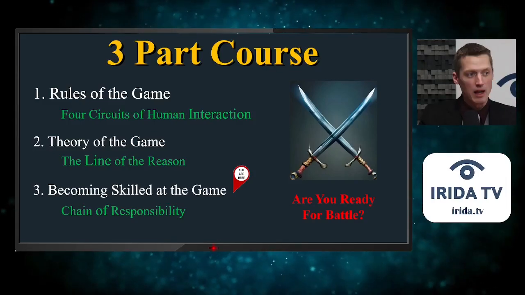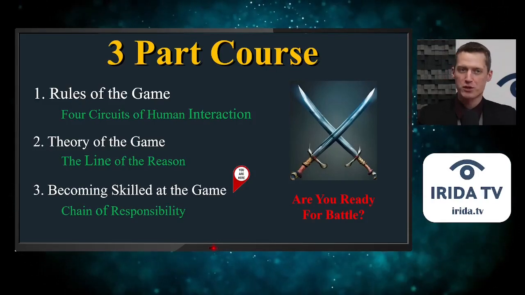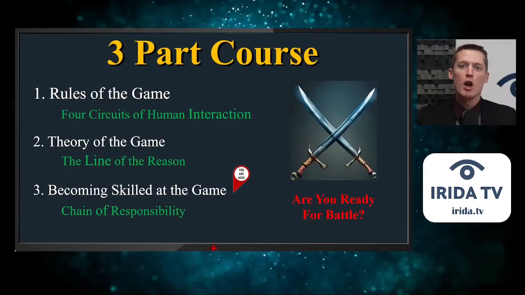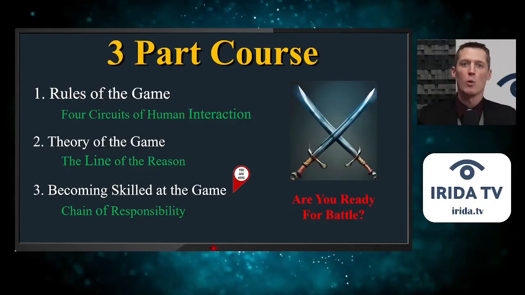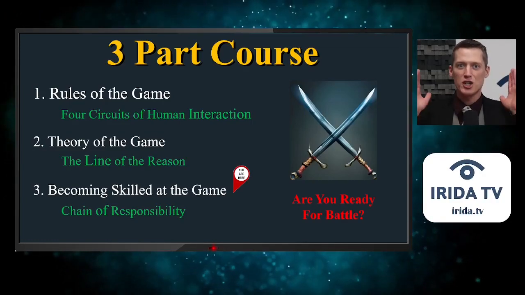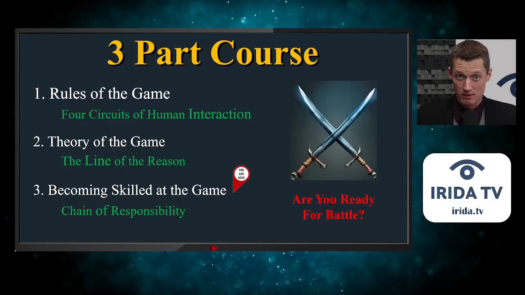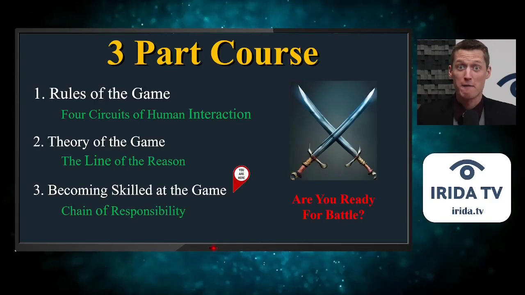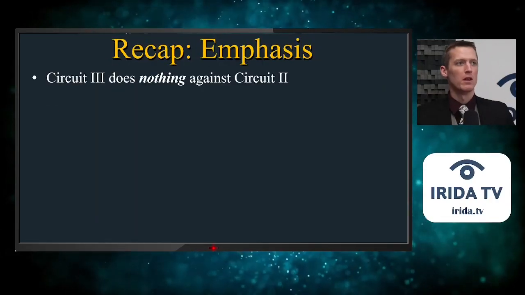This, as I've said, is the 3-part course. We've gone over the 4 circuits, which is defining manipulation. We've gone over the line of reason, which is identifying manipulation. And now we're going to identify manipulation fast. How are we going to do it?